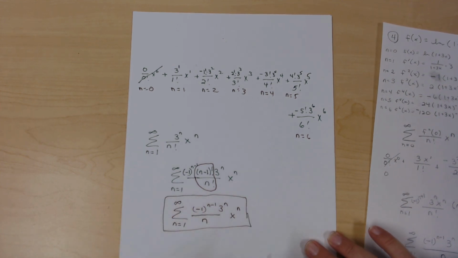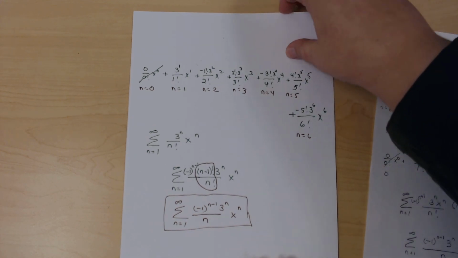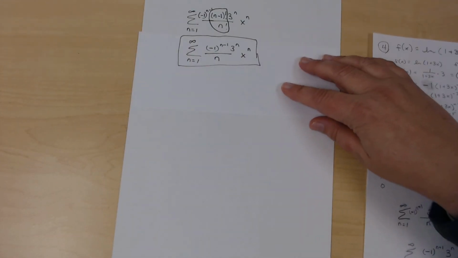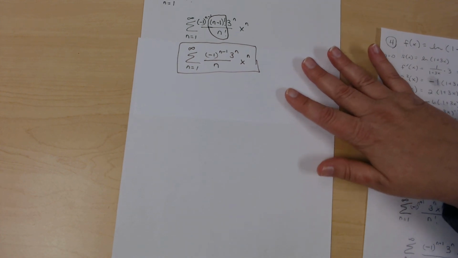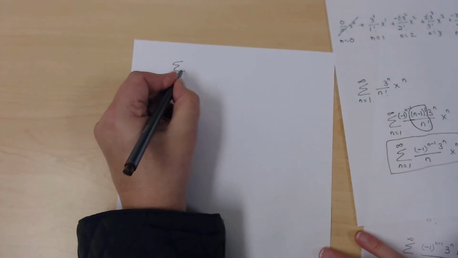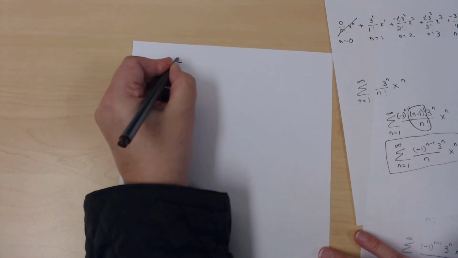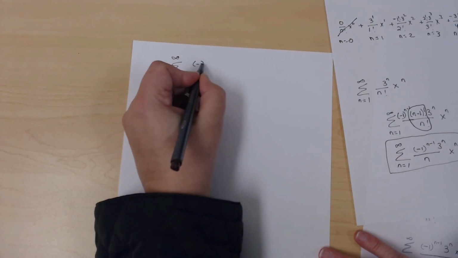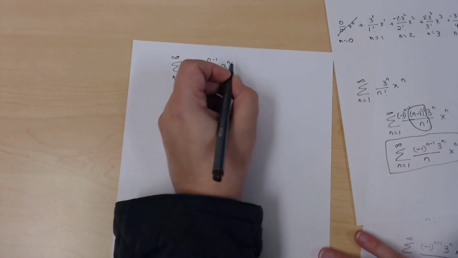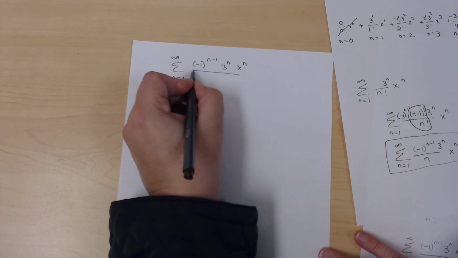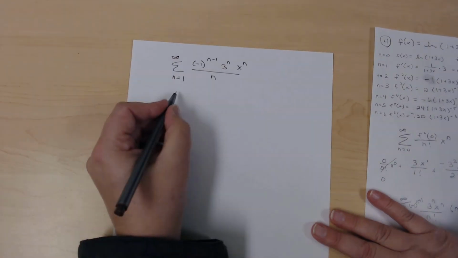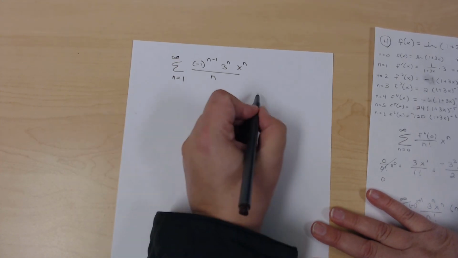Okay, so a couple different things happening there. And then we get the pleasure of checking for the radius of convergence. Okay, so let me rewrite that. Summation n equals 1 to infinity, -1 to the n minus 1, 3 to the n, x to the n, all over n. Okay. All right, so now let's ratio test, right?